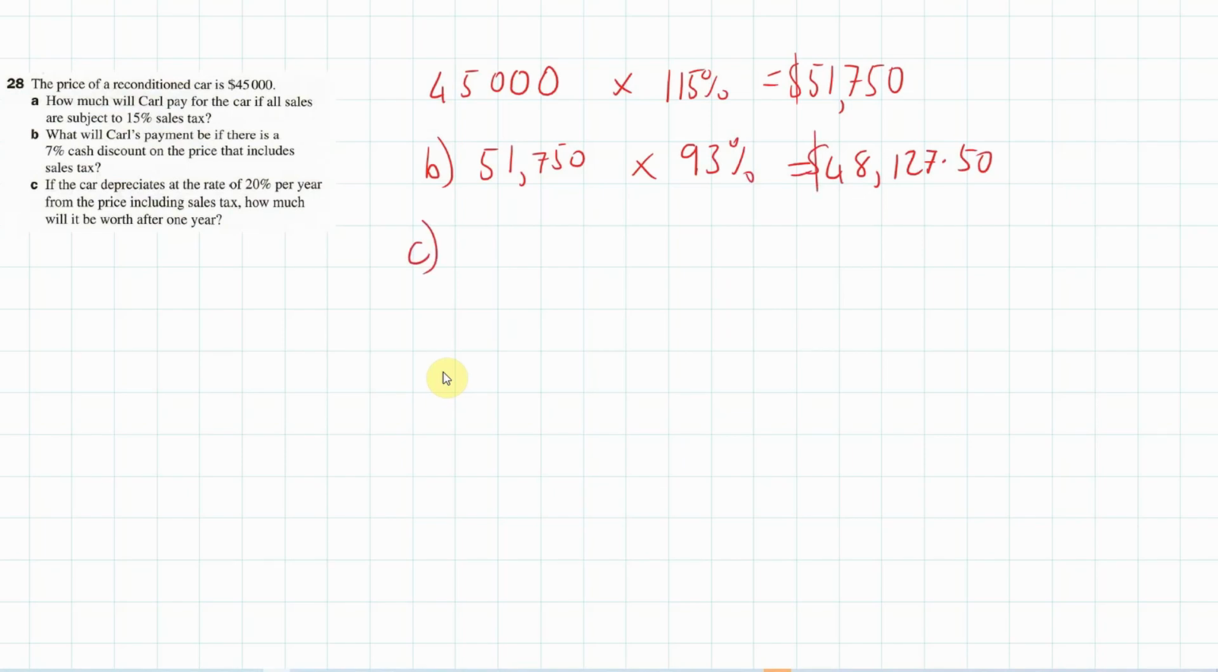Okay, C. If the car depreciates at a rate of 20% per year from the price including the sales tax, so we're going to start with this one, how much will it be worth after 1 year? Okay, so we take the original price, the 51,750, and we depreciate it, which means it goes down in value by 20%. So instead of being 100% of its price, it's now going to be 80%. 100 take away 20 is 80, and this will give us 51,750 times 0.8, 41,400 after a year.